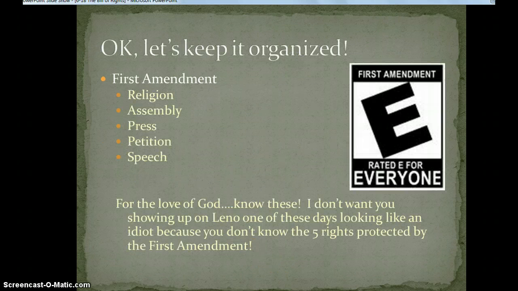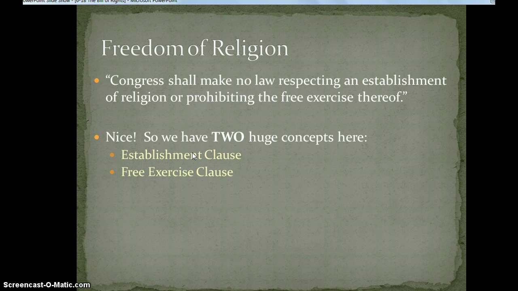Again, very quickly, First Amendment came up with a little mnemonic called RAPS: religion, assembly, press, petition, speech. RAPS, please make sure you remember that. Freedom of religion has two huge concepts. Let's take a look at the whole thing.